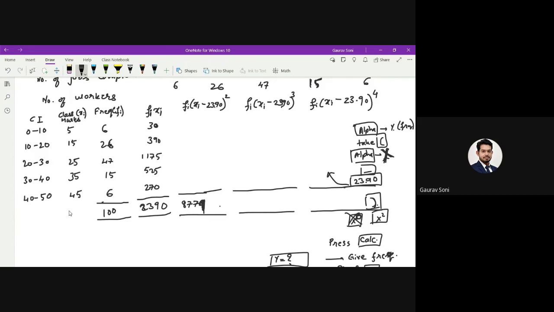So I'll write down the second moment here. Mu2 is equal to summation f times (x minus 23.90) squared, upon summation f. This is 8779 upon 100. The second moment is 87.79.